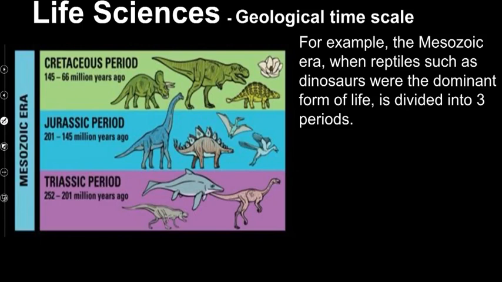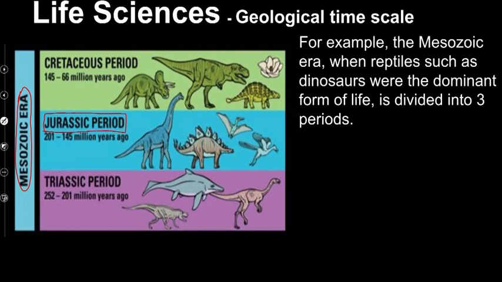And here we're looking at the next one, which is the Mesozoic Era, and it is divided into 3 periods. Now, the Mesozoic Era was when dinosaurs ruled the Earth. And have a look at this. The Jurassic period is when dinosaurs ruled the Earth.